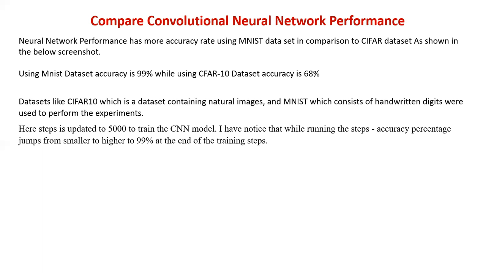So datasets like CIFAR 10, which contains natural images, and MNIST, which consists of handwritten digits, were used to perform the experiment. Here steps is updated to 1500 to train the CNN model. I have noticed that while running the steps, the percentage jumps from smaller to higher, till 98% at the end of the training steps.